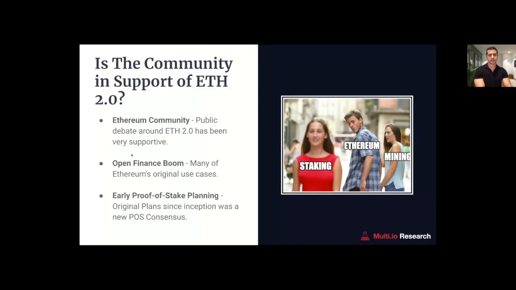Okay, so let's look at the community support for Ethereum 2.0. In the Ethereum community, the public debate around Ethereum 2.0 and staking specifically has been very supportive. We're now seeing more of Ethereum's original use cases, like decentralized exchanges and stablecoin transfers, becoming a big part of the network usage. Therefore, it's understood that scaling needs to come quick in order for these use cases to keep growing.